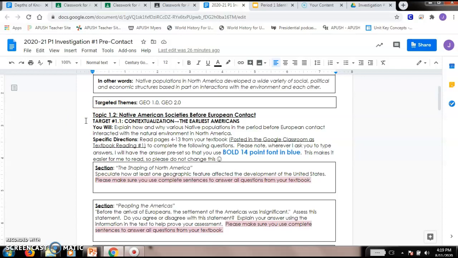Then you're going to have some targets. In this case, this investigation is all about topic 1.2, just how it worked out. So target 1.1, and the targets under number 1 would have the same you will task. If you notice here, 1.1, this is the skill that you're going to be doing, contextualizing, and then this is the topic breakdown.